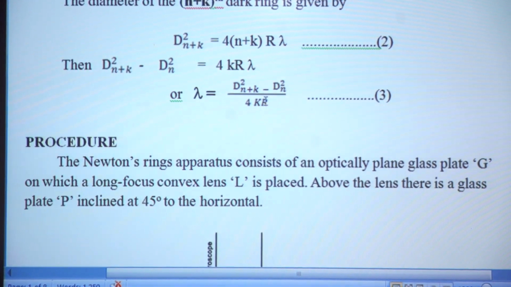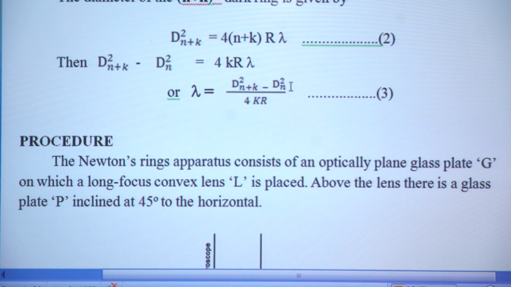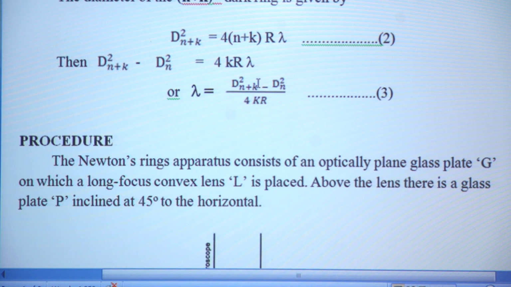That means by measuring the radius of curvature r and the diameter of the nth ring and the diameter of the n plus kth ring, the squares of the diameters are measured. From that we can calculate the value of lambda.